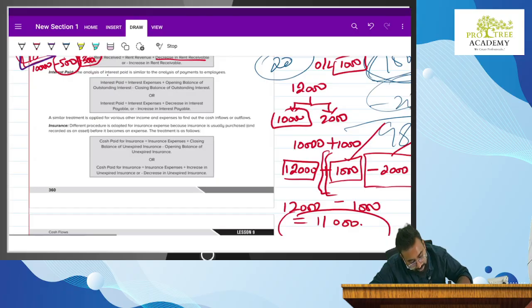Sir, interest paid. Interest expenses plus opening balance minus closing balance. Same, sir. Everything is the same logic. We only compare opening and closing, nothing else. See, if I have 1000 rupees as interest, current year expenses, and the opening balance of interest was say 300, the closing balance say is 200.